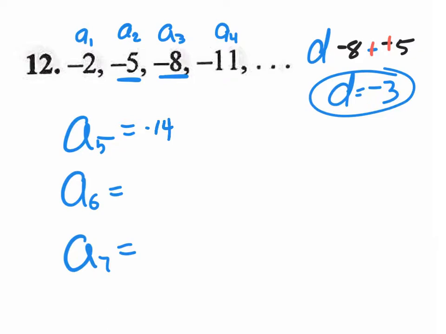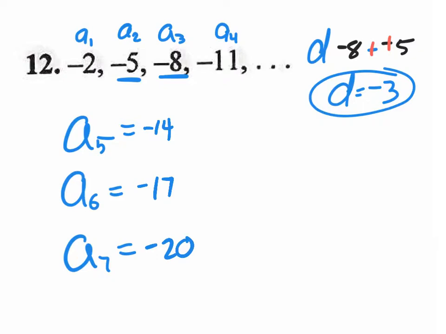Negative 14, that's the fifth number. And then negative 14 minus 3 is negative 17. That's the sixth number. And then negative 17 minus 3, that's negative 20. So we found the next three numbers. As you could see, it was not necessary for us to find the general rule.